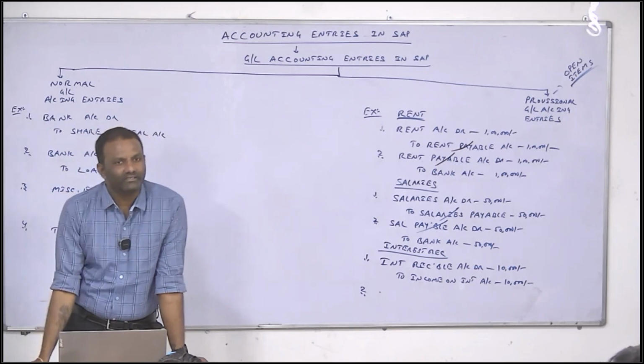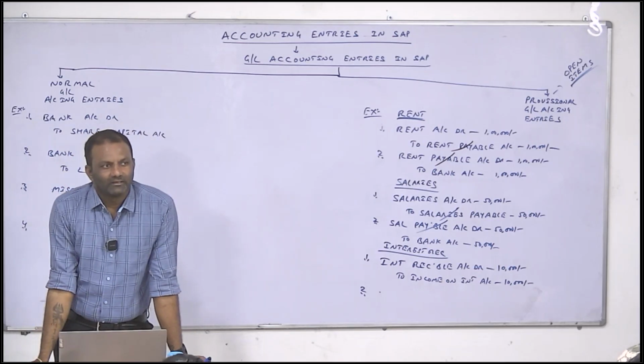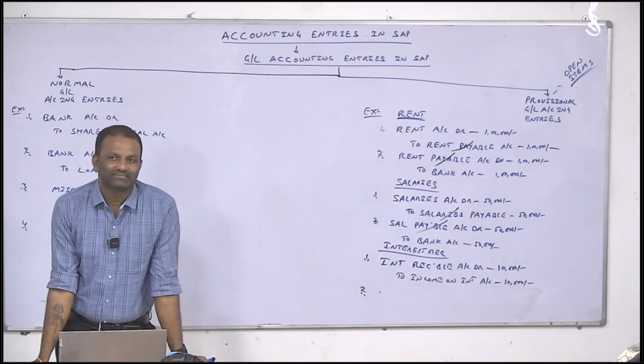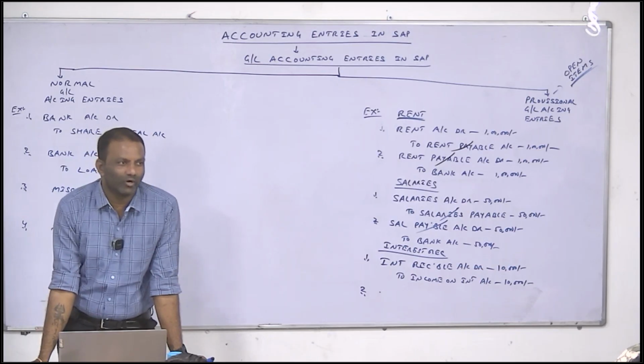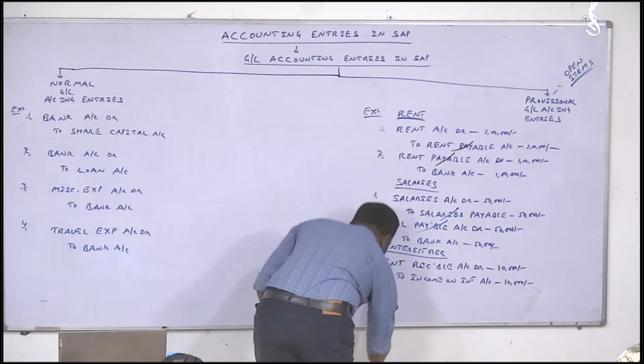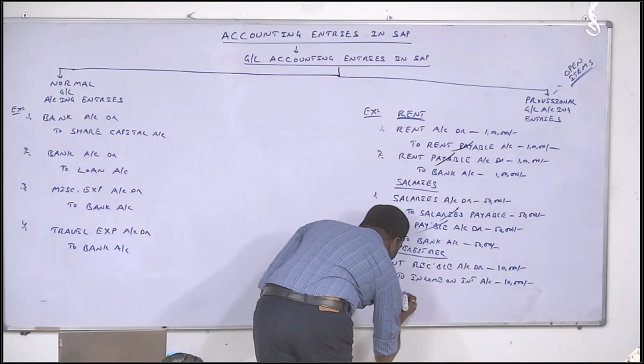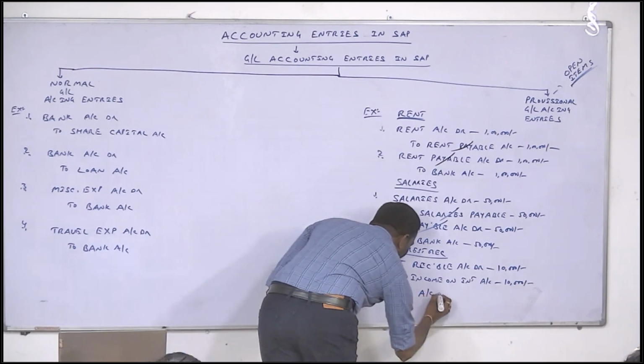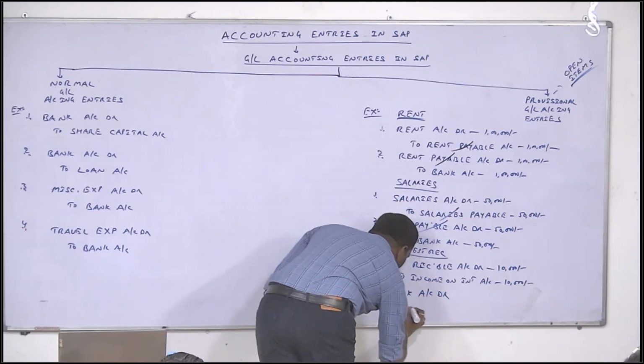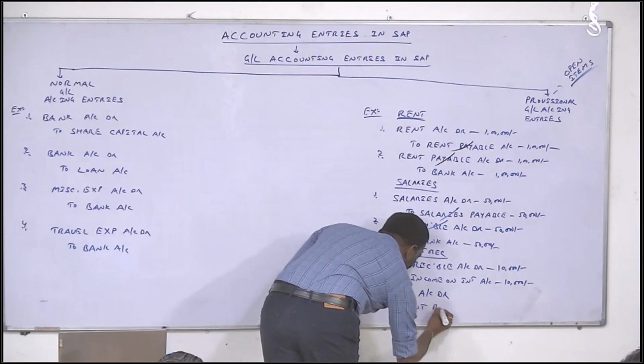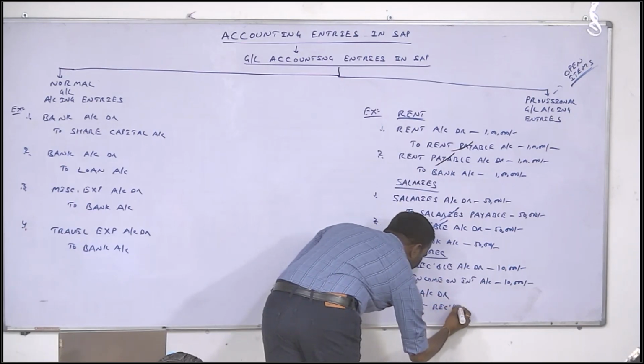What is the accounting entry? Second entry? 90% of people, what is the answer you have given in the first attempt? Right? Okay, hope you got my point. What is the second entry? Bank account debit to interest receivable.